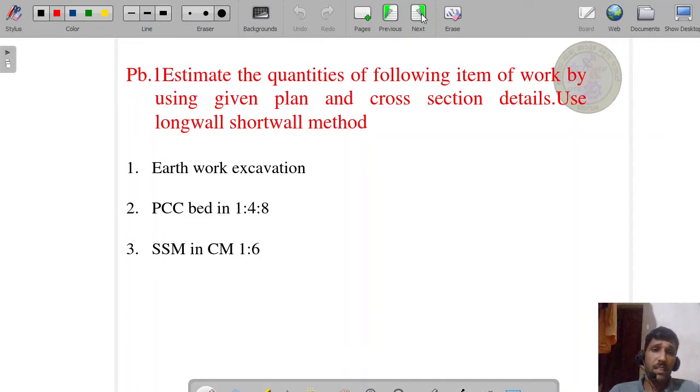Simple problem. Estimate the quantities of the following items of work by using the given plan and cross-sectional details. Use the long wall and short wall methods. One item is earthwork excavation, another is the PCC bed in 1:4:8, and another is the SSM in CM 1:6.